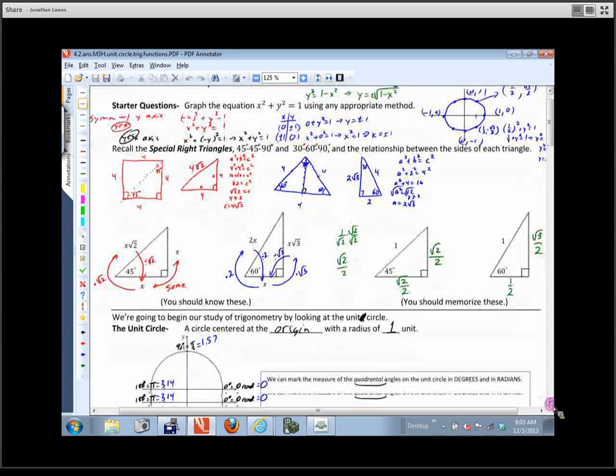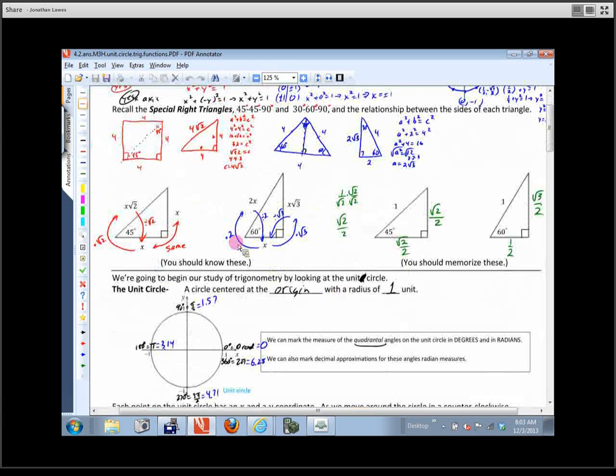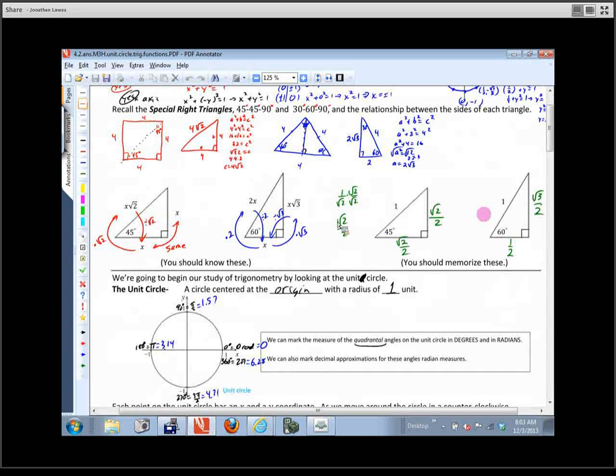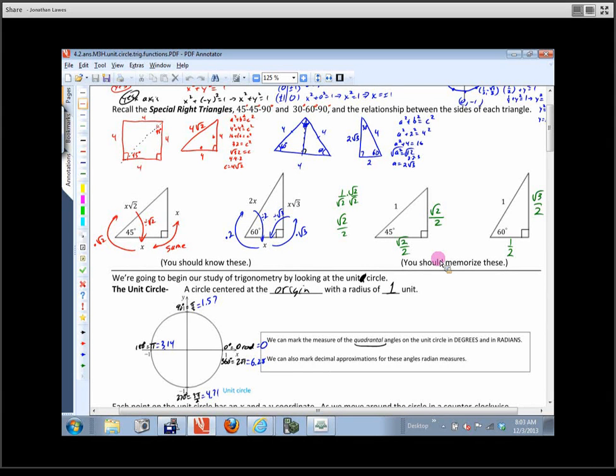I think I emphasized this when I was talking about it in the lecture. These ideas right here on the special right triangles are really important. If you don't have that relationship memorized, if you don't remember that on a 45, 45, 90, the two legs are always the same, and to go from a leg to the hypotenuse, you times by radical 2. If you want to go from the hypotenuse to one of the legs, you divide by radical 2.